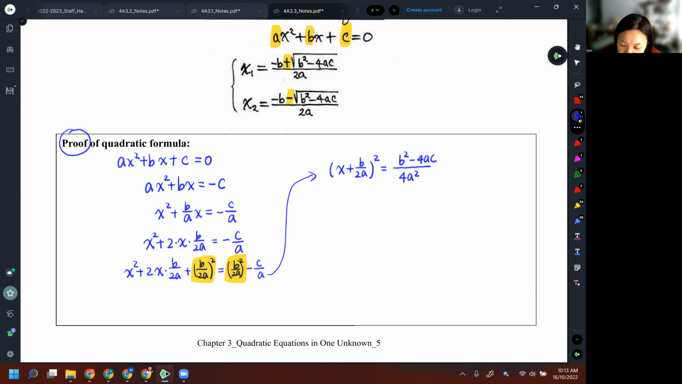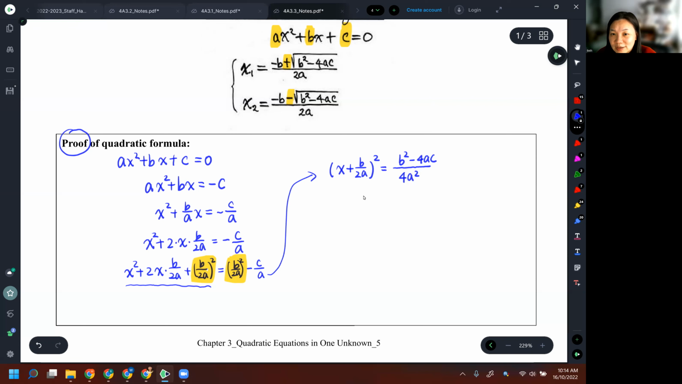Now I moved so many things, divided, added, subtracted. I did all these to create a perfect square on the left. Now, how do I know it's a perfect square? It's x squared plus 2xy plus y squared. You see, it's a perfect square. So now it's a perfect square.